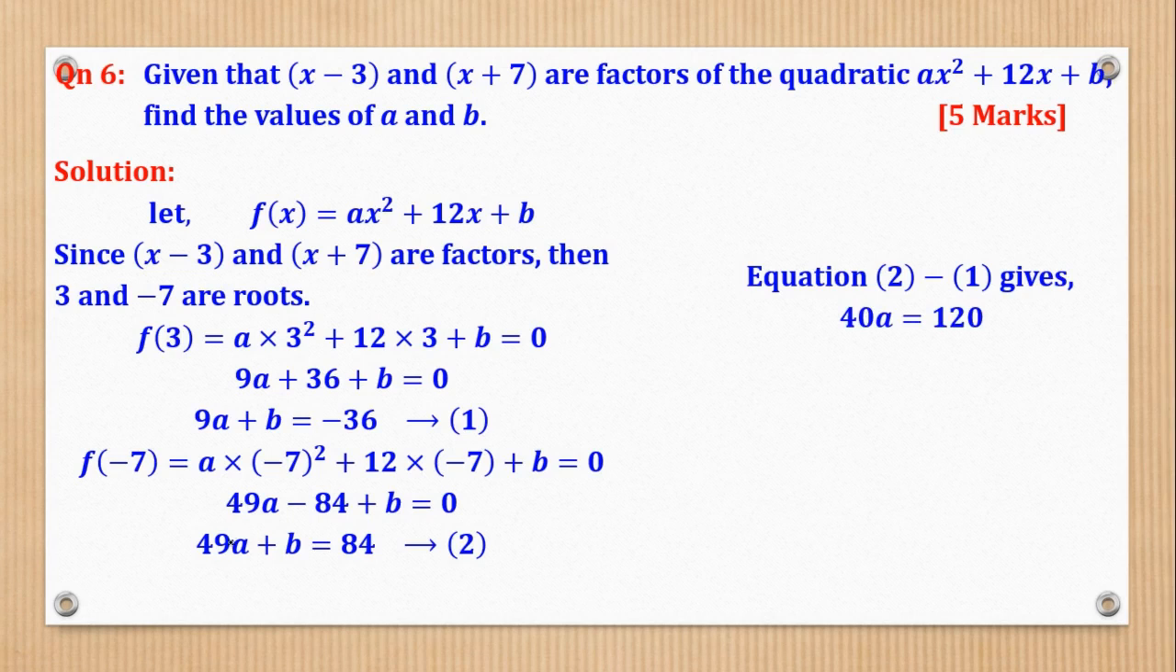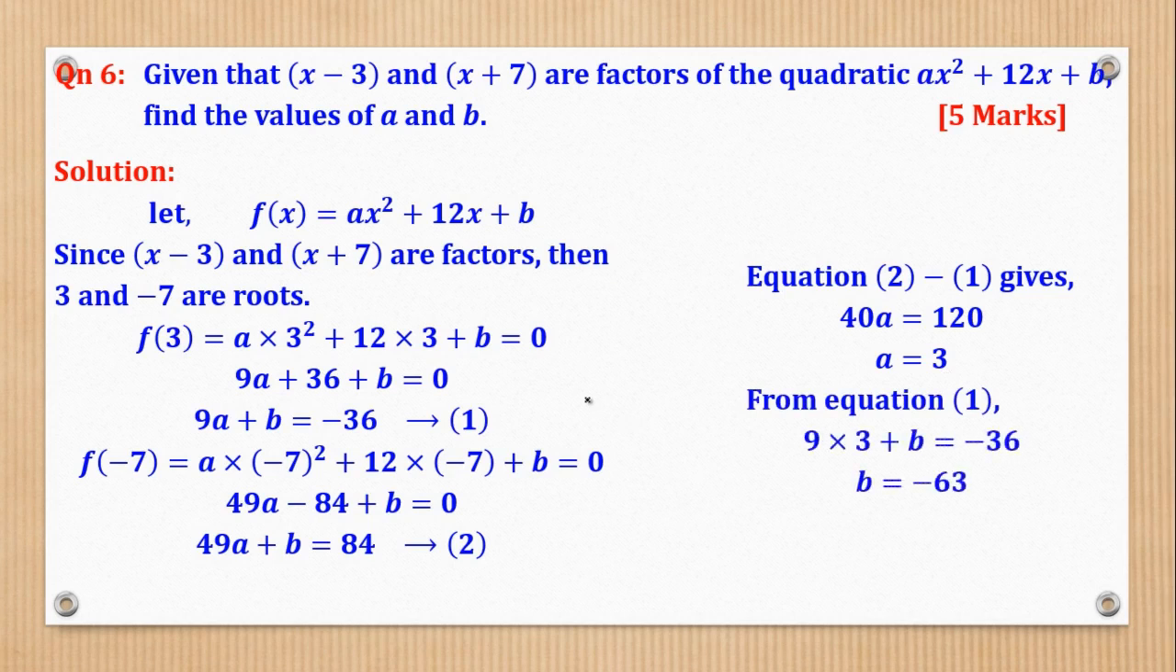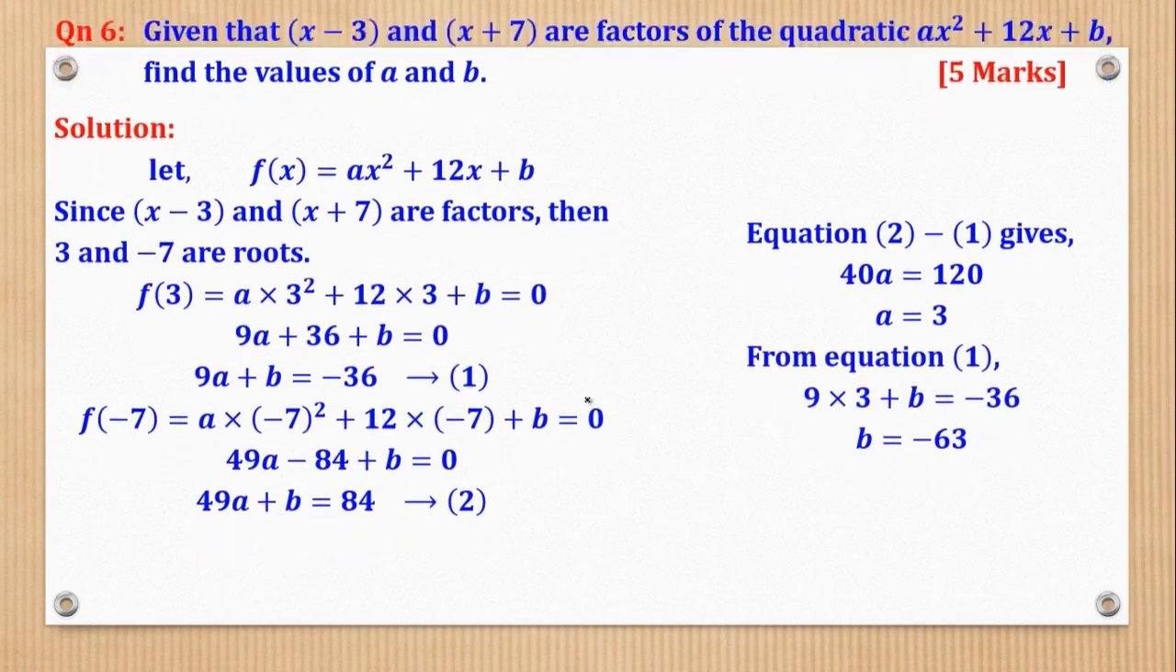So when I subtract, this 49 minus 9a, I come up with 40a, and b cancels. Then 84 minus negative 136 gives you 120. So make a the subject and a will be 3. From equation 1, I'll be able to substitute for a and come up with the value of b. And that's what they wanted.